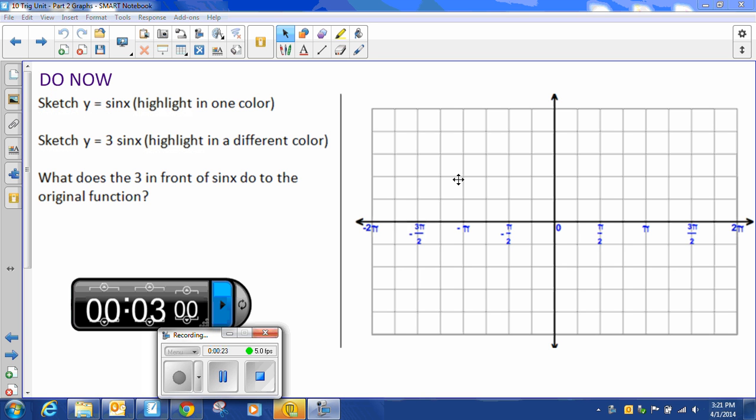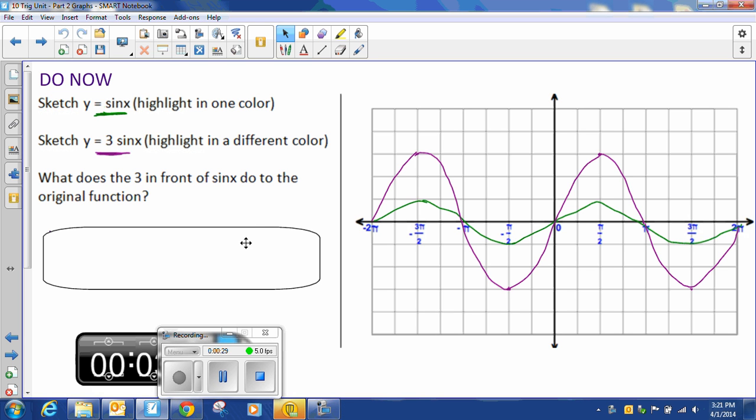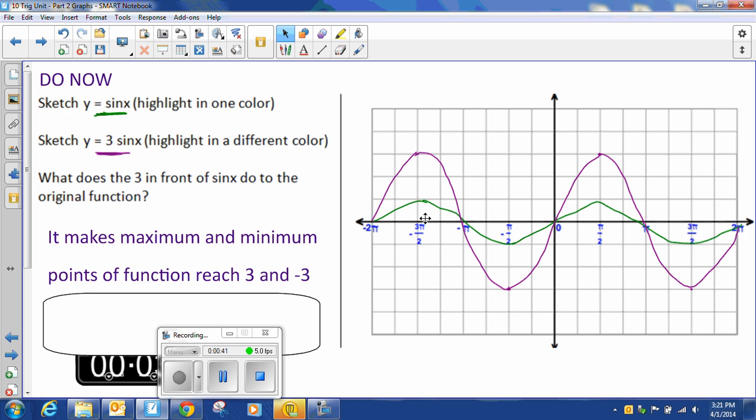We need to graph y equals sine x, and then graph y equals 3 sine x, and find out how that 3 affects it. So as you can see, here it is. In green, we have the regular sine curve with the maximum value of 1, the minimum value of -1. Now the 3 actually increases the maximum value to +3 and decreases the minimum value to -3.